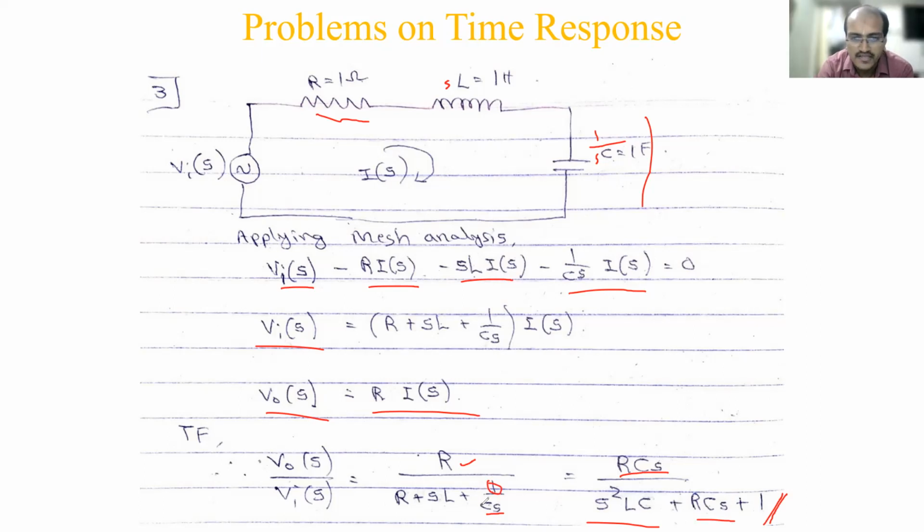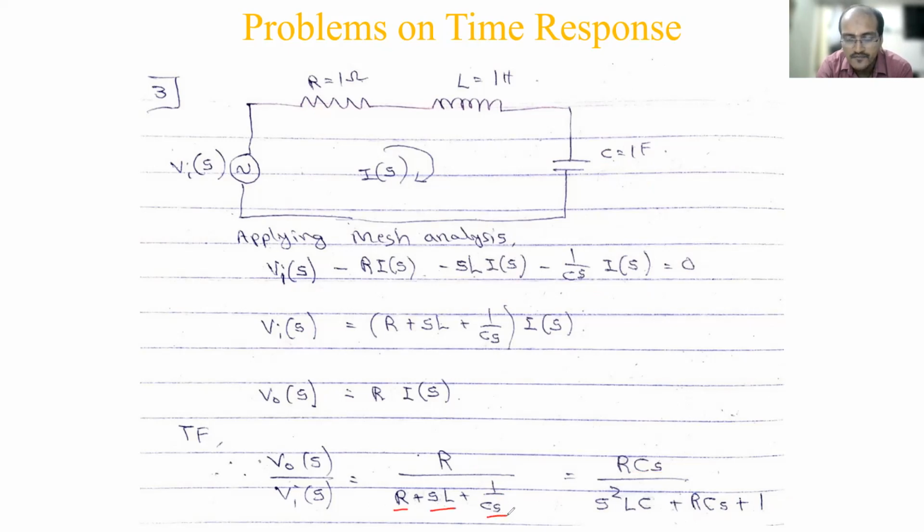Okay, this one, LC, I'm taking. I have directly shown you, maybe a little confused. Fine. So here what you have is R plus SL plus 1 by CS. So you have to take the LCM here. When you take the LCM, what will happen? This term C into S will multiply, and you will get RCS here. That I have shown here.